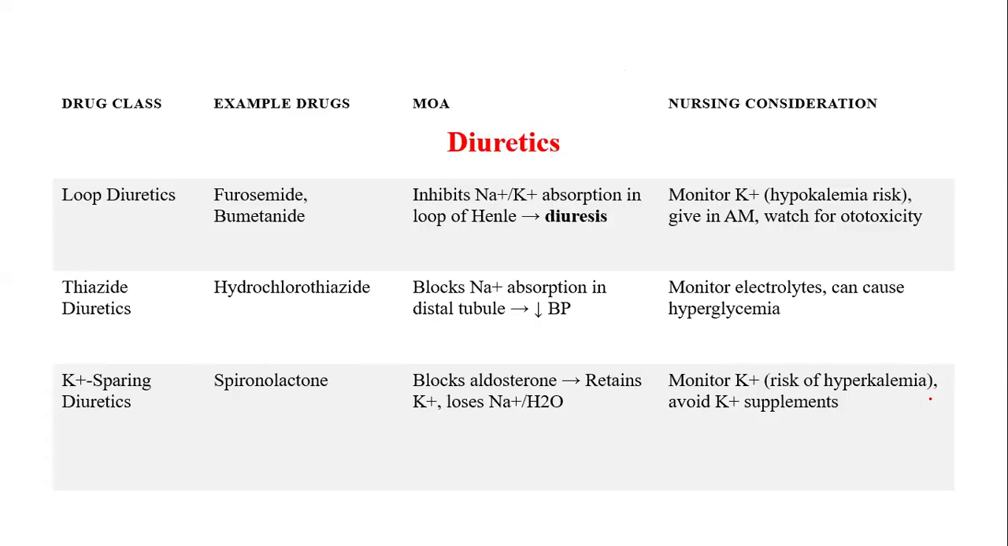The next category is diuretics. In diuretics, we have loop diuretics, we have thiazide diuretics, and potassium-sparing diuretics. These are the example drugs. You can read them. And then their mechanism of actions, like loop diuretic inhibit sodium and potassium absorption in the loops in the kidneys, and that's why they cause diuresis.